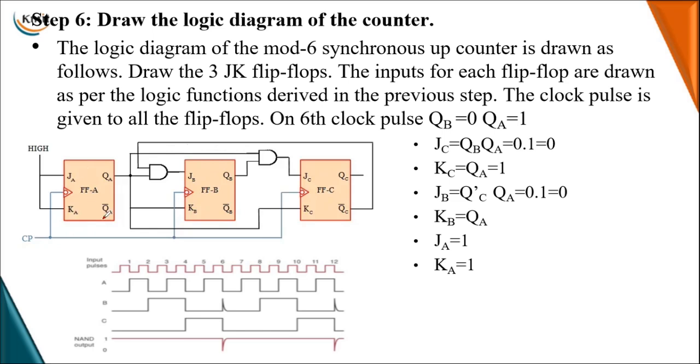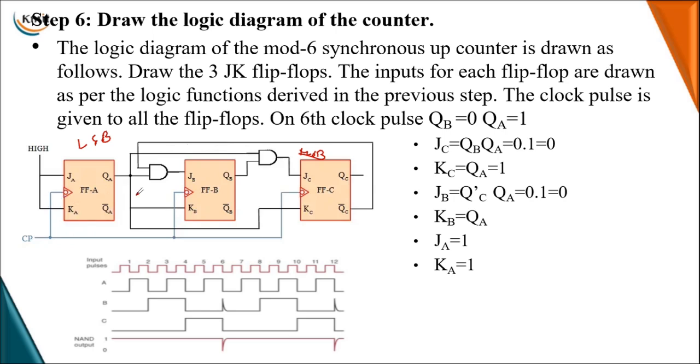So now we are going to take three flip-flops with inputs JA, KA, JB, KB, JC, KC. Your leftmost flip-flop, flip-flop A, is your least significant bit flip-flop, and flip-flop C is your most significant flip-flop. Now using those equations, we are going to draw the logic. JA, KA equal to logic 1, so this is applied with a high signal.